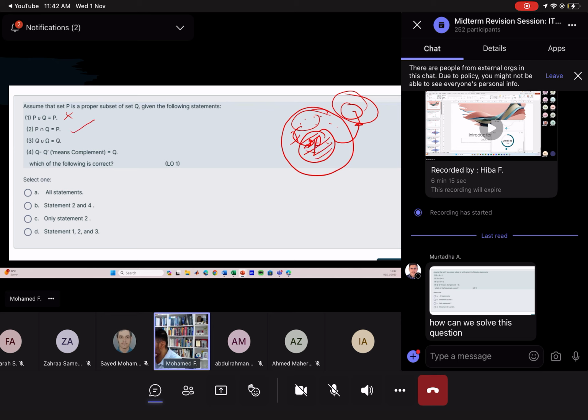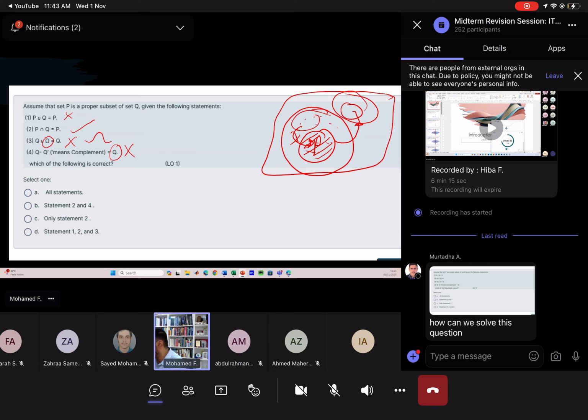The third statement is Q union the universal set is equal to Q. That's wrong because omega, which is the universal set, is even bigger than both of them. So the answer should be omega. Now the fourth: Q minus Q prime, complement equals Q. That's not correct.